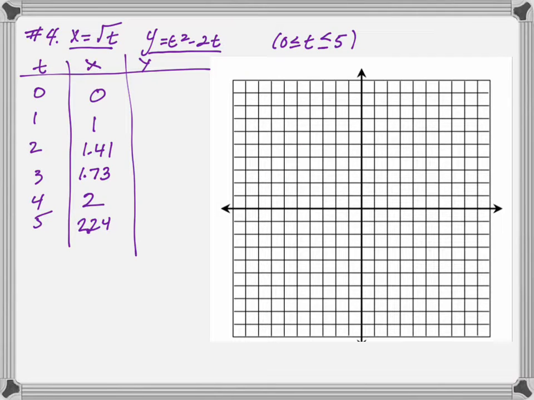So for y, we have 0 squared minus 0, so we have 0. 1 minus 2 times 1, so 1 minus 2 would be negative 1. 4 minus 4 would be 0. 9 minus 6 would be 3. And 16 minus 8 is 8. And 25 minus 10 is 15. All right, so those are the numbers you should have gotten when you did the math.